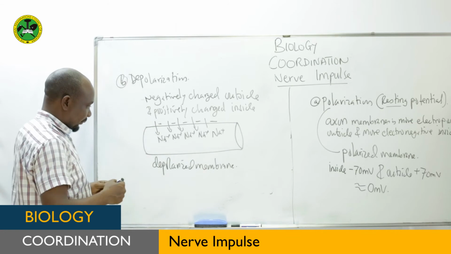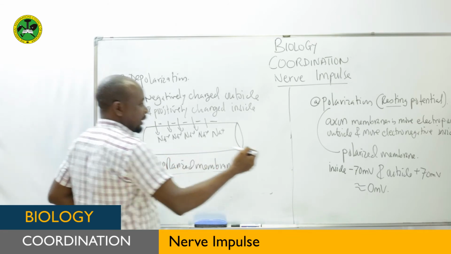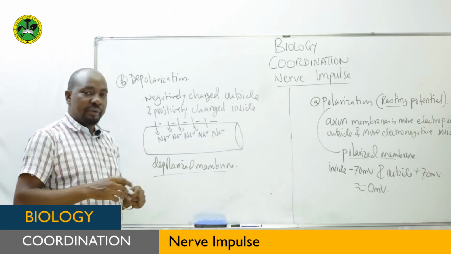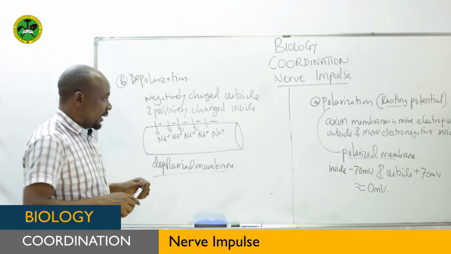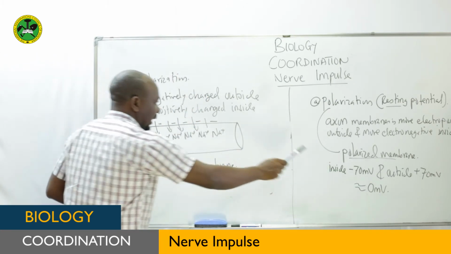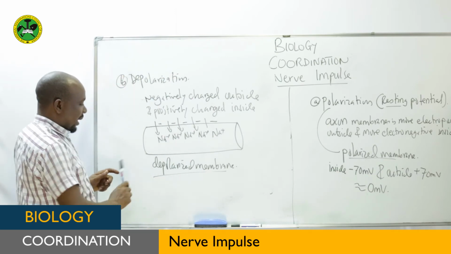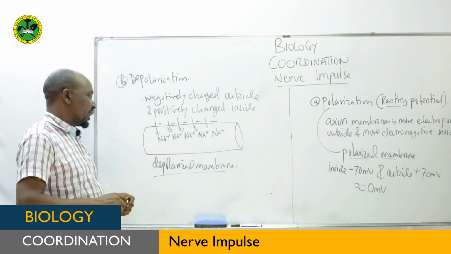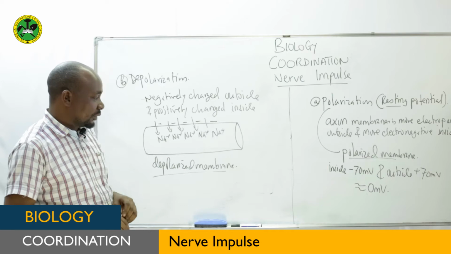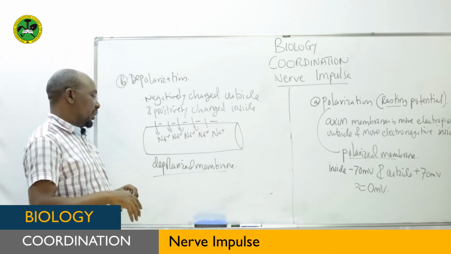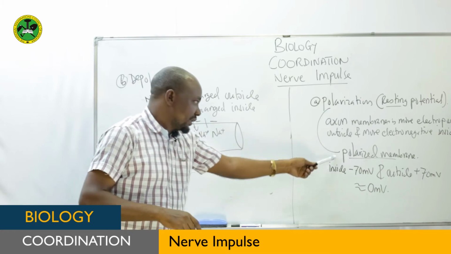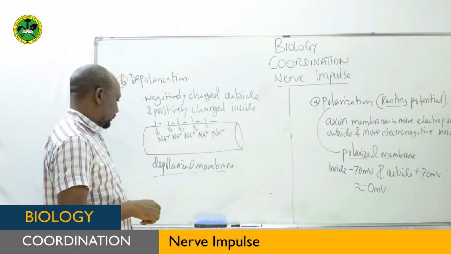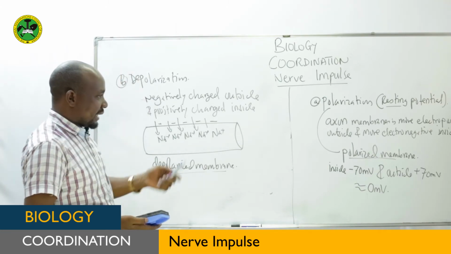So a depolarized membrane is different from the polarized membrane simply because of the ion distribution. The polarized membrane is positively charged outside and negatively charged inside, whereas the depolarized membrane is negatively charged outside and positively charged inside. And this happens during the transmission of the nerve impulses, but not when the nerve impulses are not conducted.